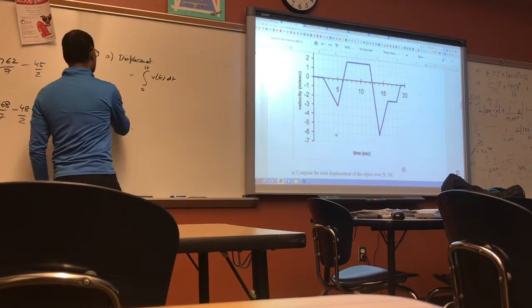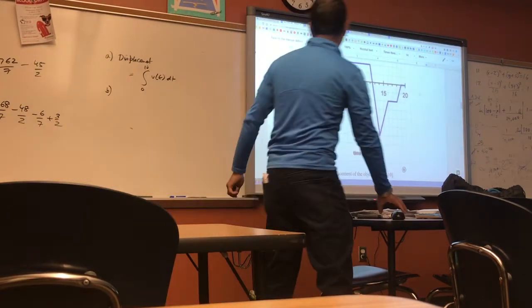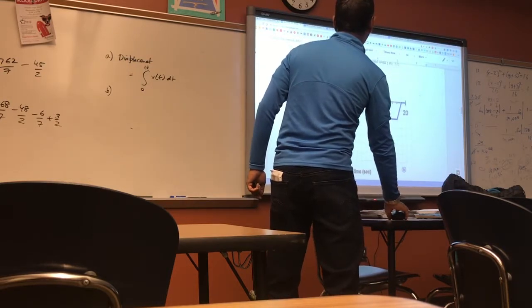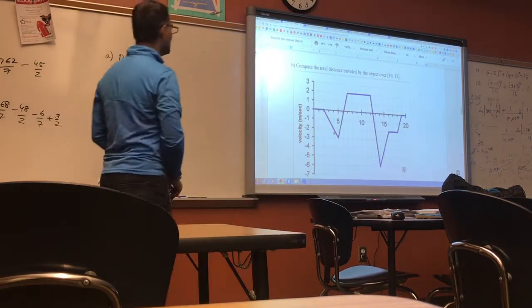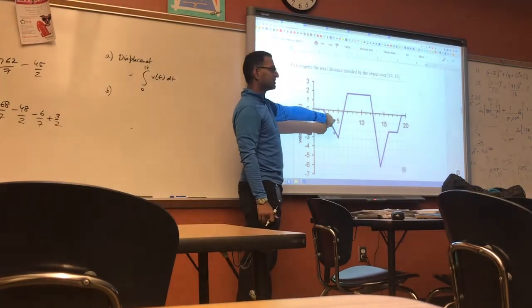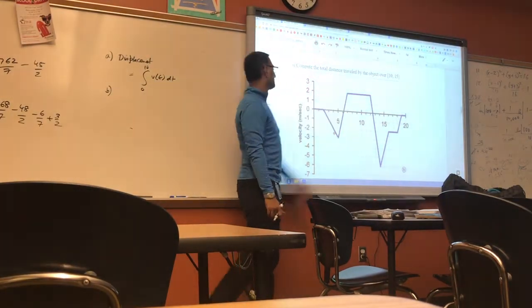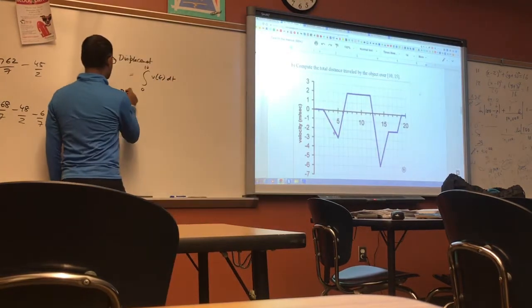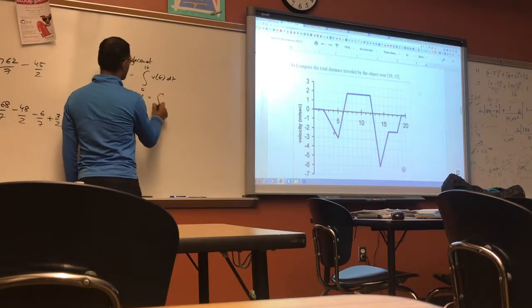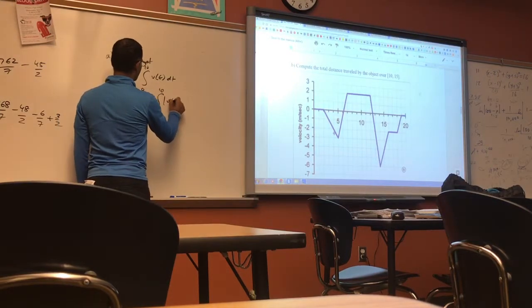Let's do part B. Part B says calculate the total distance traveled by the object. Absolute value. So should I just flip this when I calculate this area? Should I just flip that? Positive, positive. So distance. Smart kids, please write the left hand side: 0 to 10, absolute value.